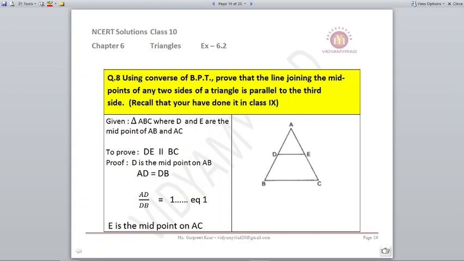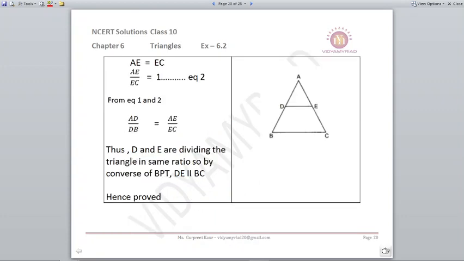Now how are we going to prove this? D is the midpoint on AB, that means AD will be equal to DB. That means I can write AD upon DB equal to 1. That is equation number 1. Similarly, if you take the side AC, E is the midpoint there. So we can write AE is equal to EC, which means AE upon EC is equal to 1. That is equation number 2.